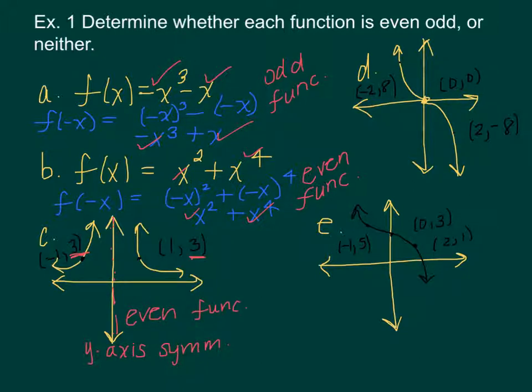Okay. D. Now notice what happened with this y and this y. They changed. And here's your origin. So it has to go through 0, 0. So this is origin symmetry. So this is an odd function. And then finally E, well, it's not going through the origin. The y-axis is definitely not the symmetrical line, so this is neither.